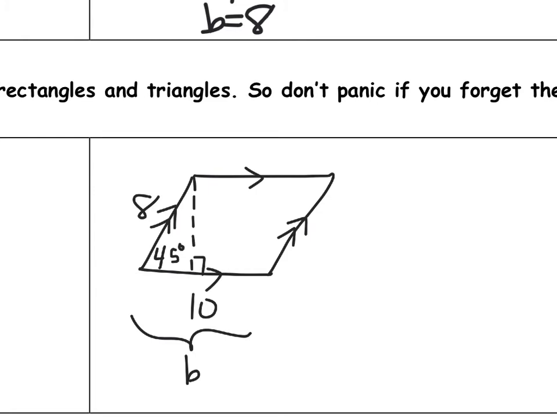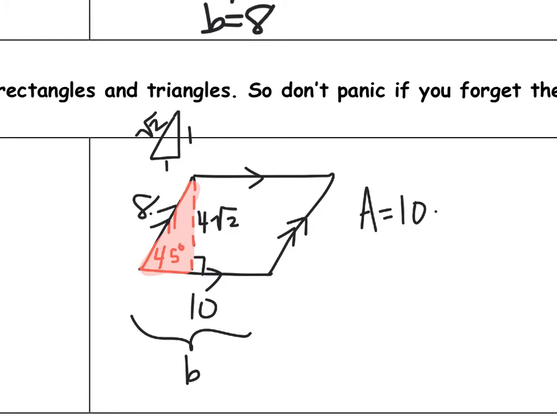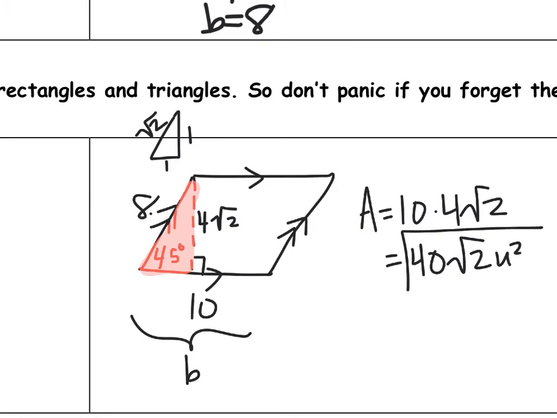And when you do that, you create a right triangle right here. And again, using special rights, these come up a lot. If the hypotenuse is 8, I know that my height would be 4 radical 2. You can sketch the reference triangle if you need it, but I've had a lot of practice. I know that this is 4 radical 2. So my area is the base of 10 times 4 radical 2, which is 40 radical 2, and that's units squared.